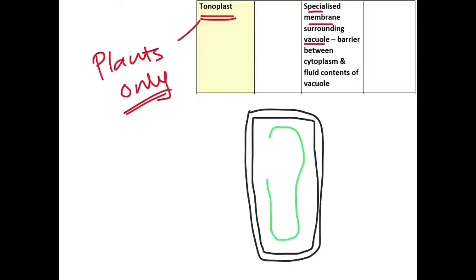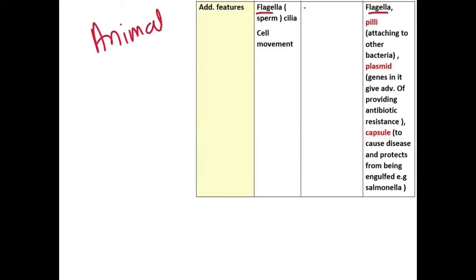Tonoplast, found only in plant cells. They are a specialized membrane surrounding the vacuole, acting as a barrier between cytoplasm and the fluid contents in the vacuole. Okay, lastly, additional features of organelles in animals and bacteria.